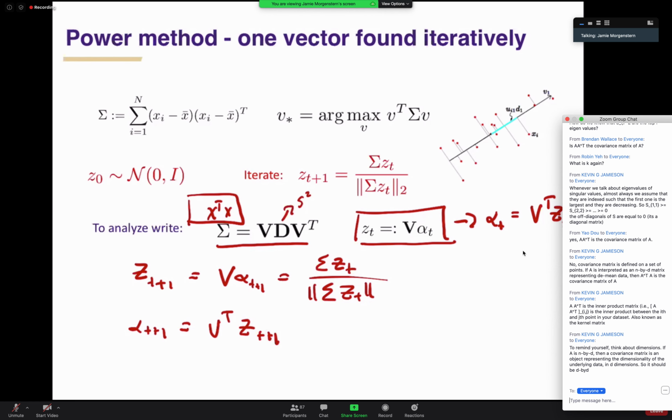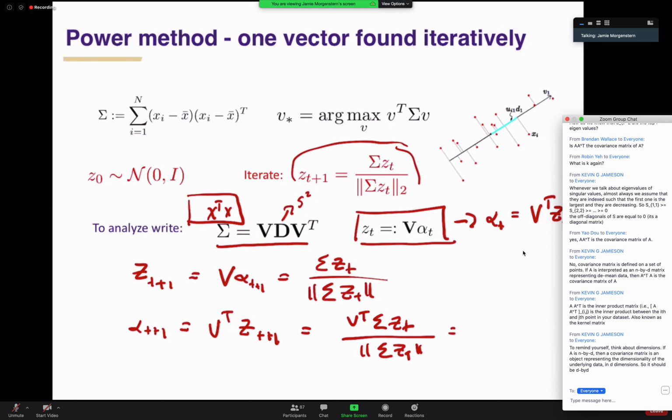And we can write Z_{t+1} as, sorry. Okay. So we can write this as V transpose times sigma Z_t over the norm of sigma Z_t. I'm just using this iterative definition here. So that is equal to, right?